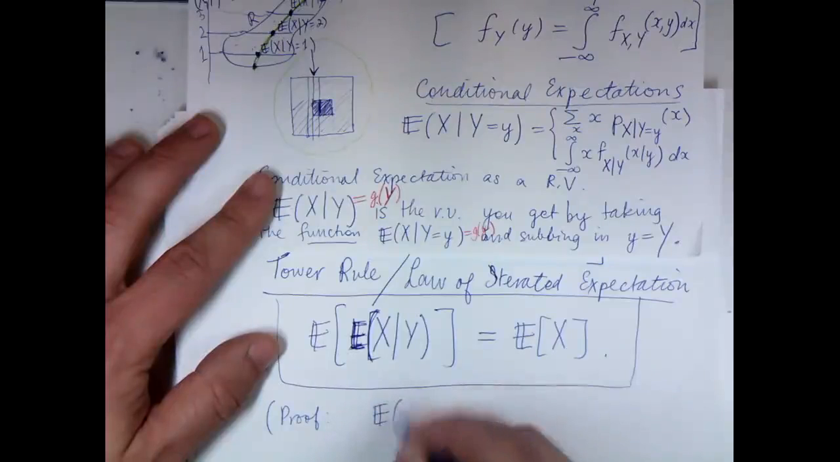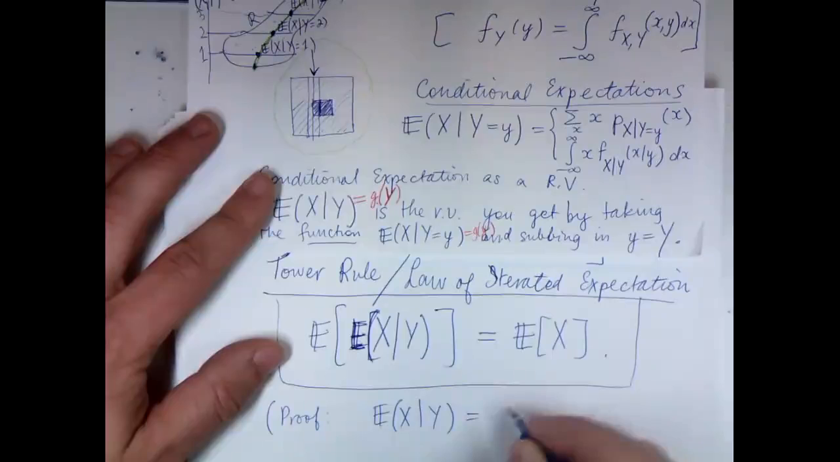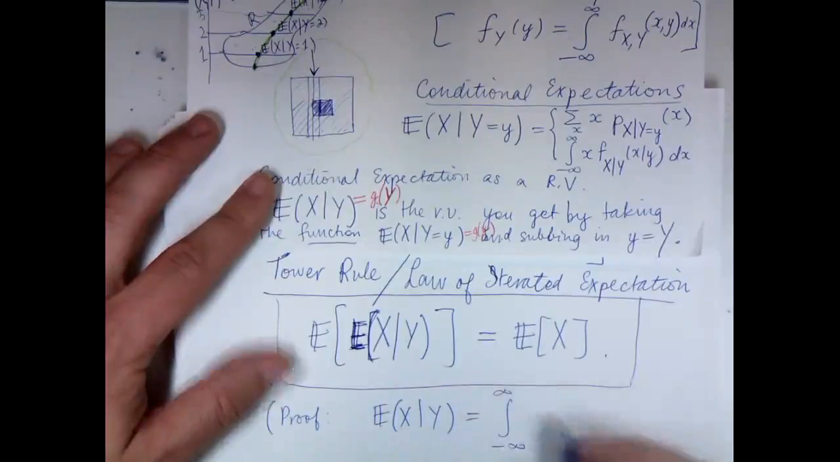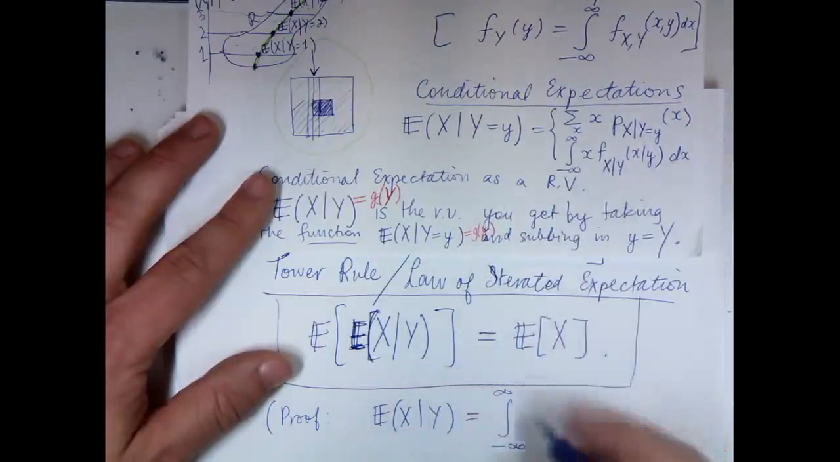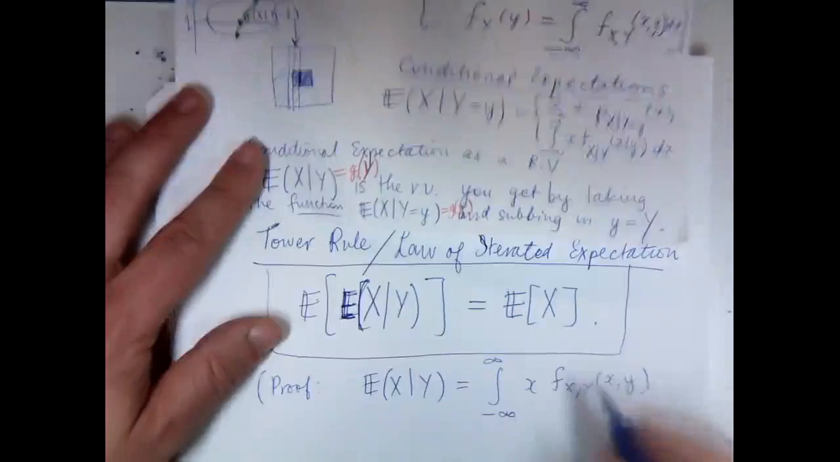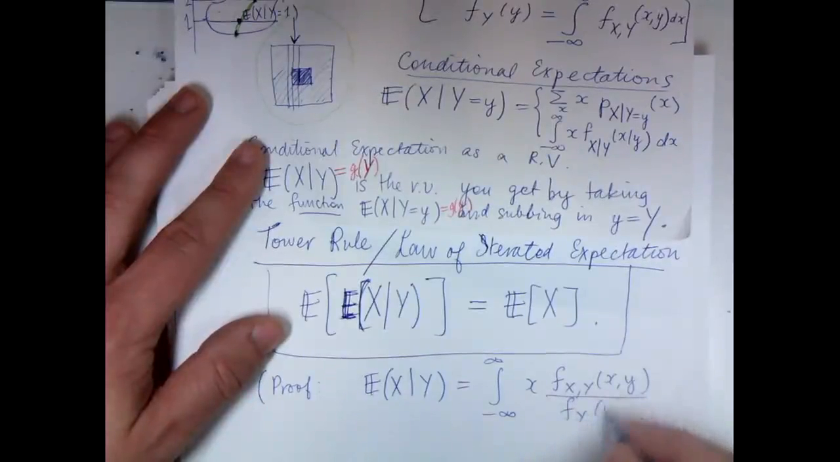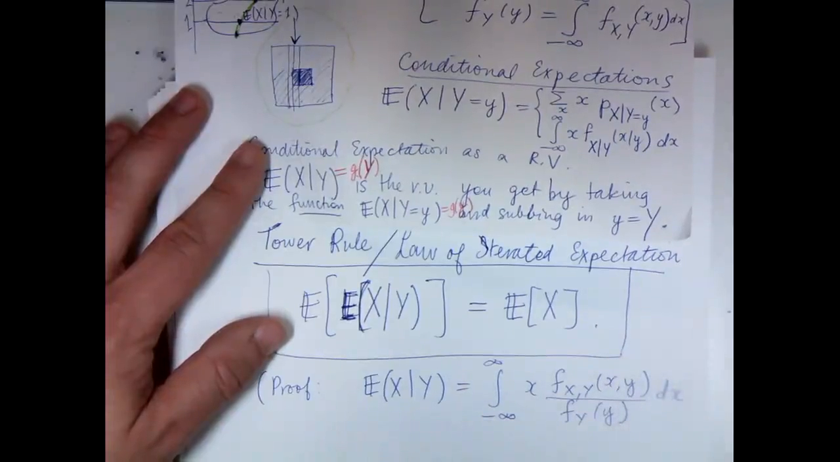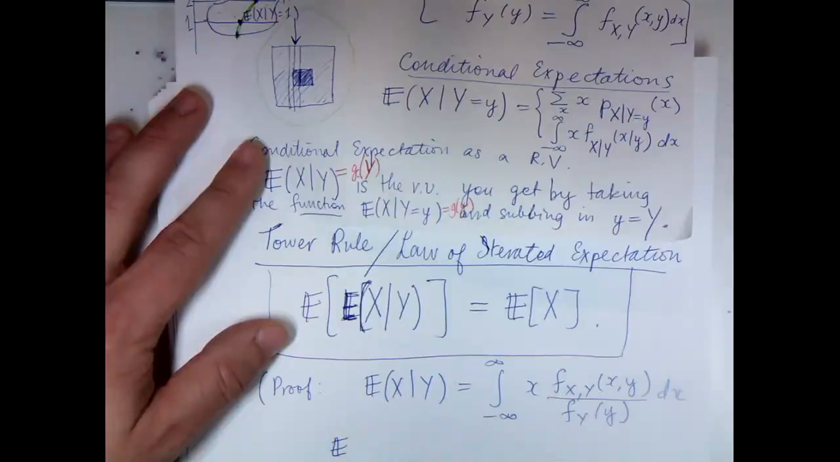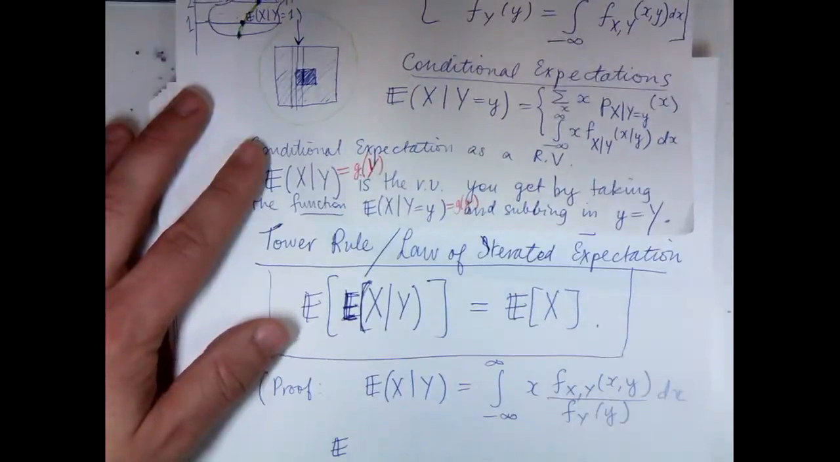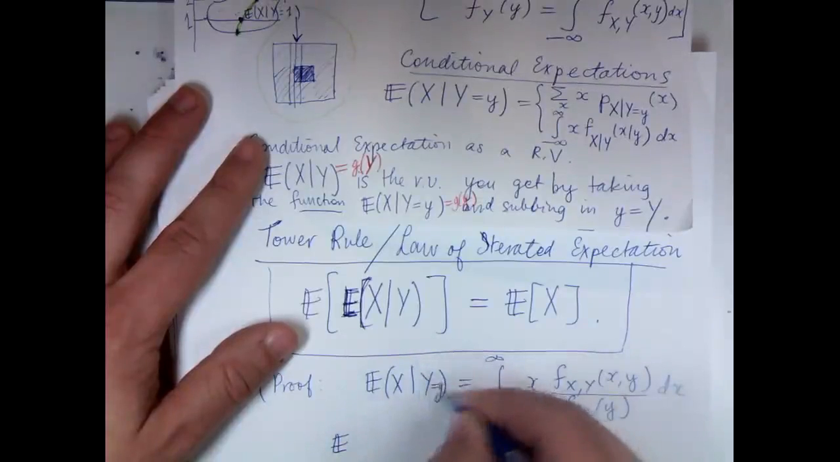Expected value of x given y is, of course, the integral. I always write minus infinity to infinity and assume that the constraints are kept within the density itself. So x times the conditional density. I'm straight away going to substitute in joint over marginal. As I said before, if you remember nothing else, conditional equals joint over marginal. Same for mass function, same for density. I have to integrate out those things. So expected value of x given y equals little y, sorry. Okay.